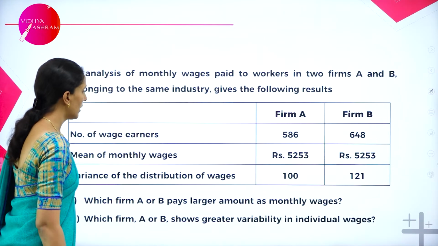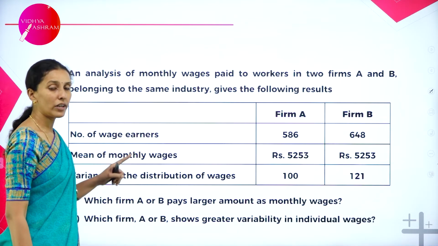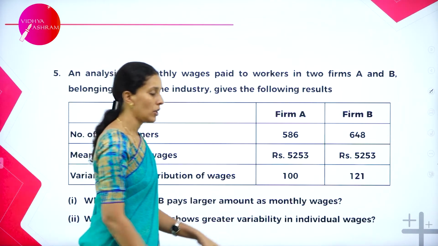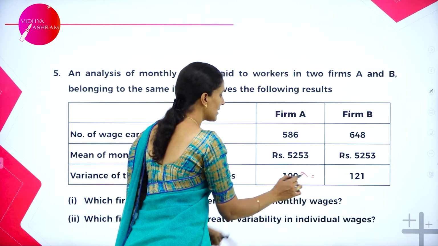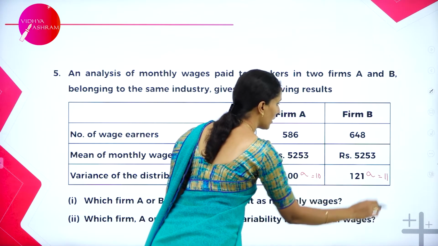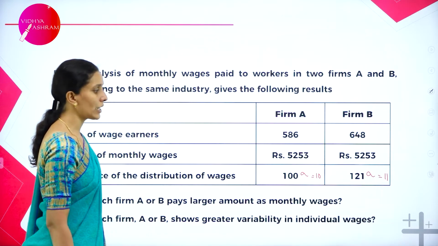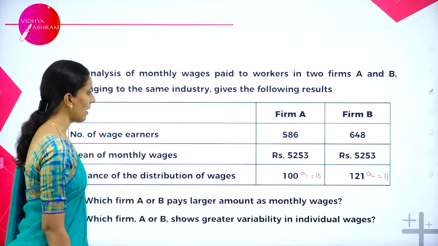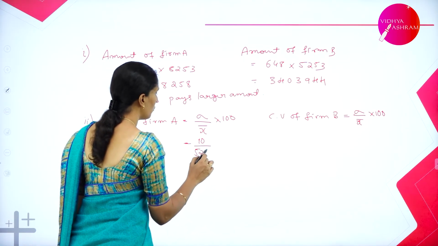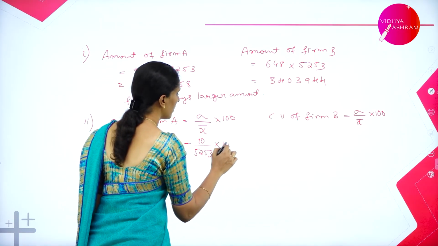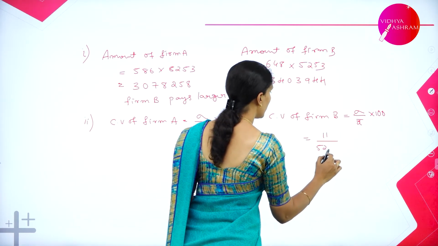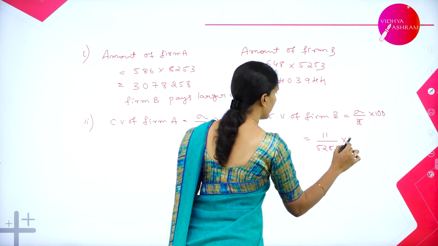So now here they have given the variance. They have not given the standard deviation. We know standard deviation is the square root of the variance. So here this is square root of 100, which is 10, and here it is square root of 121, which is 11. So for firm A it is 10, for firm B it is 11. So CV of A is 10 divided by 5253 into 100, and here it is equal to 11 divided by 5253 into 100.